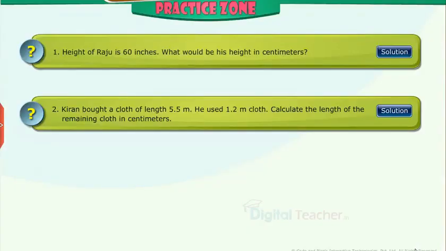Practice zone. Try to solve the questions on your own. Click Solution to verify your answer.